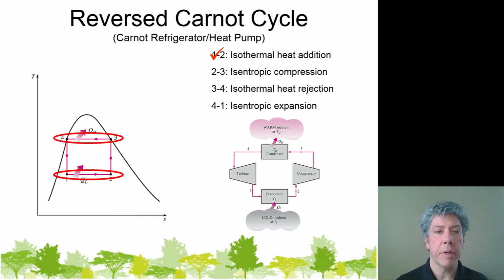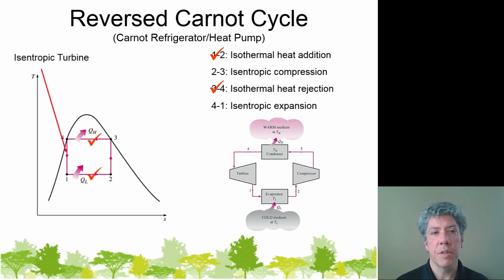Now, from state 3 to state 4, this constant temperature heat rejection to the high temperature reservoir, would that be possible? Well, once again, we're under the vapor dome. And all we really have to do is make sure the pressure remains constant, which we can do mechanically, and the temperature will remain constant because, again, we have a saturated vapor-liquid mixture.